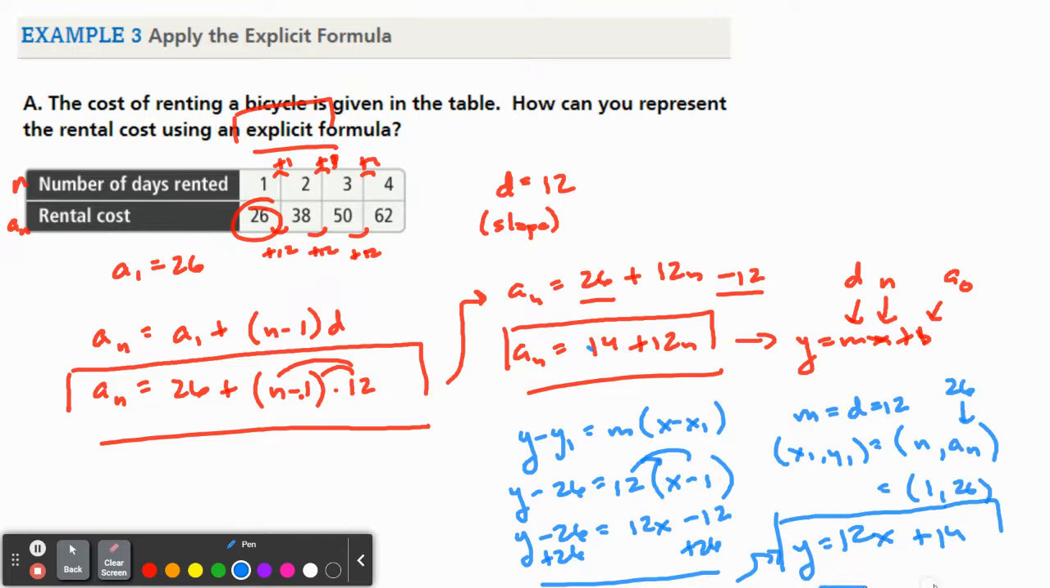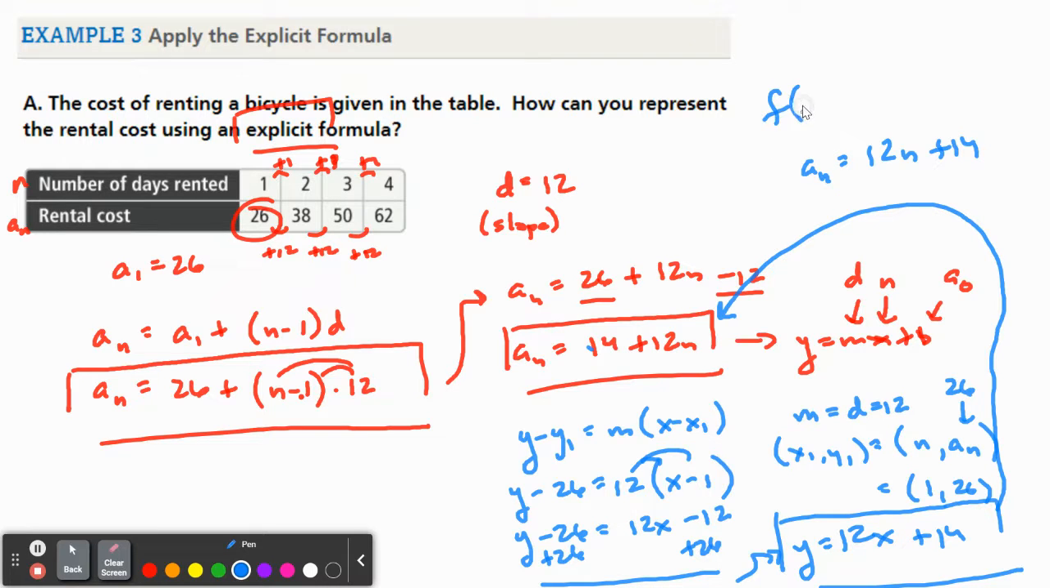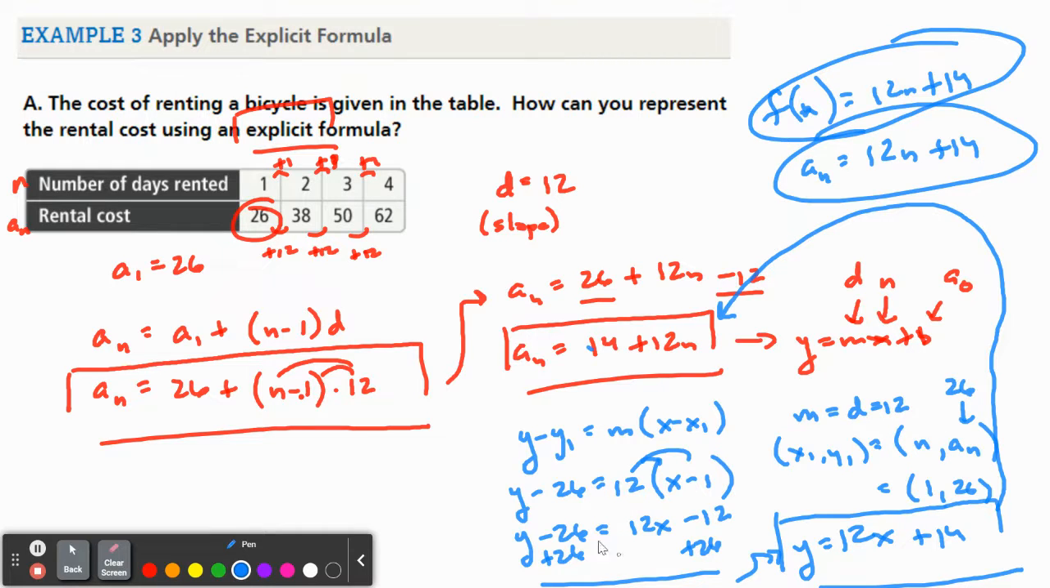And this is your linear equation that represents this same formula. You make the y an a sub n, you make the x an n, and the 14. You'll also see this on the state test. Instead of using a sub n, they'll use f of n. They'll use function notation like we've been doing in 3.2. f of n equals 12n plus 14. So all of this is the exact same thing.